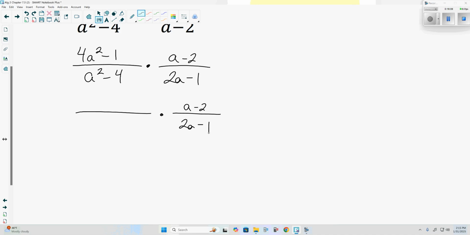A minus 2, the degree of it is 1. So there's no way we can do sets of parentheses and factor. Same thing with 2a minus 1. They're as simplified as they get.